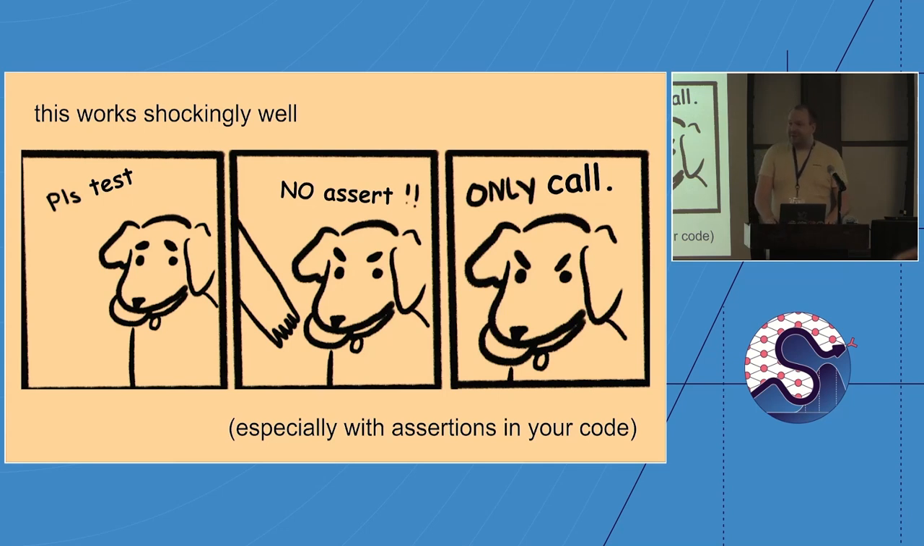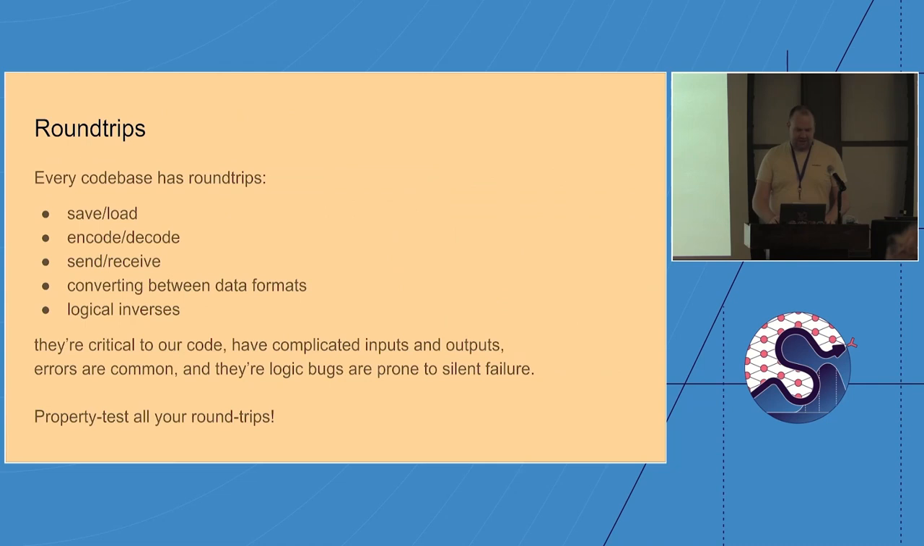So just call your code on random inputs. It's embarrassingly effective, so that's about all I'll say. Like, just do it. If you're not sure what property to test, write a test with no assertions in it. Just call your code and see what exceptions come.